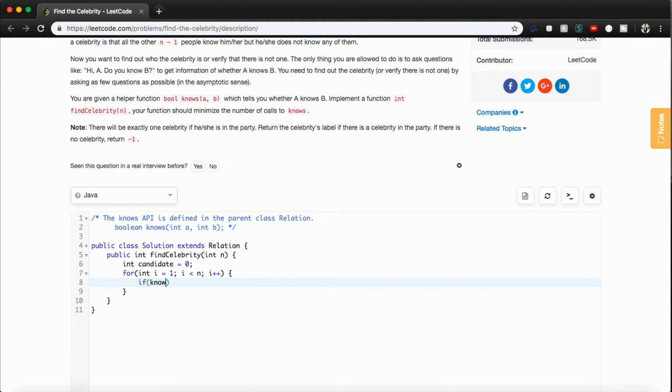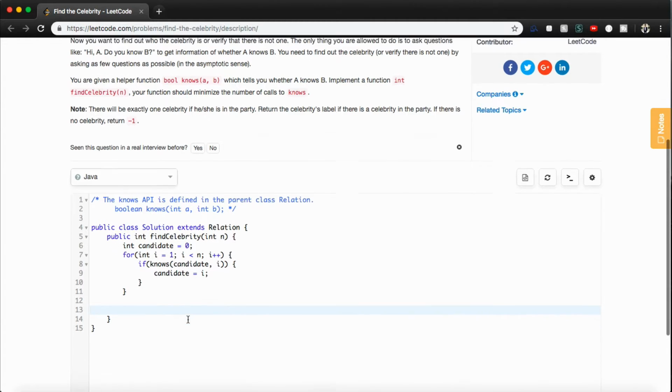We're just going to check if the candidate knows i, then our candidate is going to be updated to i. If our candidate knows i, that means i could potentially be a celebrity, and the candidate can no longer be the celebrity, because if they are the celebrity, they shouldn't know anyone at the party. Cool, so now after this loop, we have a candidate.